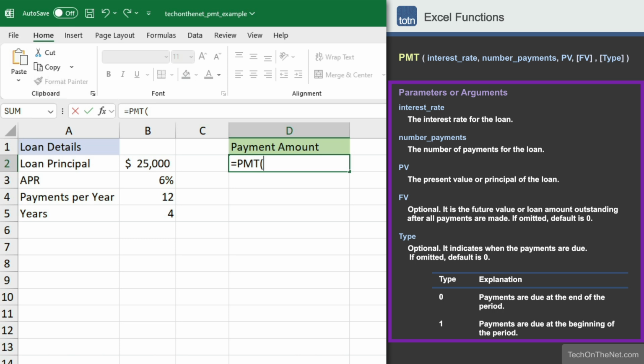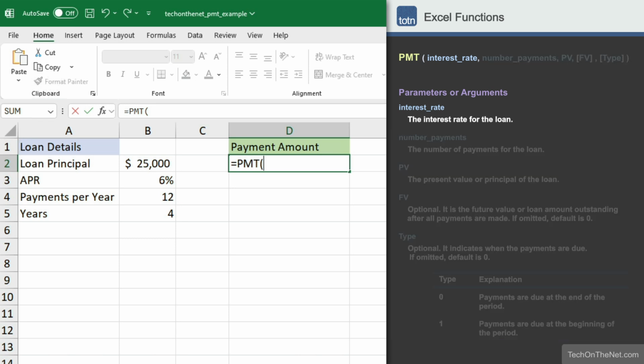As you can see, the PMT function takes a number of parameters. The first parameter is the interest rate for the loan. This isn't necessarily the annual percentage rate, but rather the interest rate applied for each payment. Since we are going to make 12 payments per year, we will take the 6% interest rate in cell B3 and divide by the number of payments per year in cell B4.